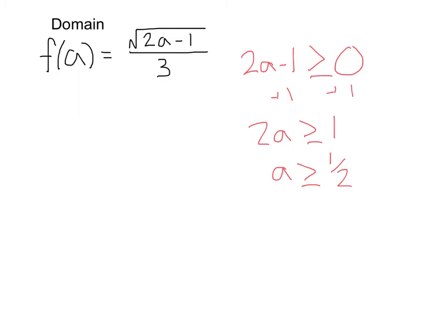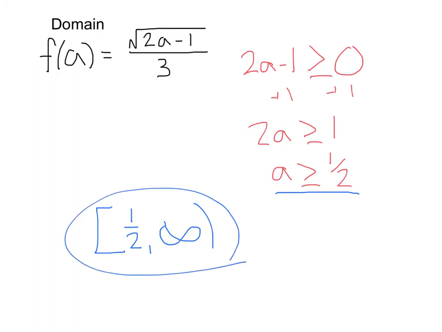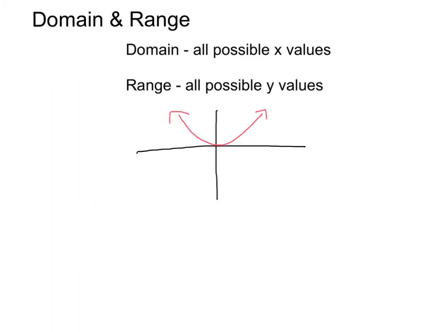So these are my possible x values for my domain, given this function, because it has a square root, has to be bigger than 0. Putting this in set builder, I'm including 1/2 because we have this greater than or equal to sign. So I put a bracket with my 1/2, and that's going to go all the way to positive infinity. And there's my domain.